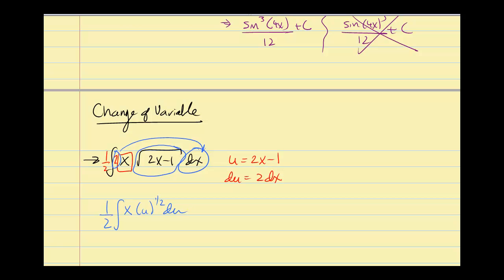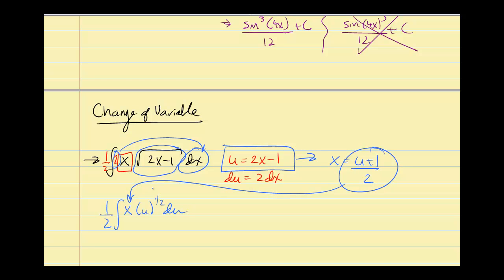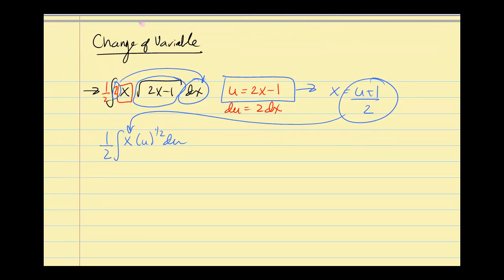I need to take this value right here of x, and change it over in terms of u. The way I do that is I come right up here and solve this for x. If I solve this for x, I get x equals u plus 1 over 2. So I plug u plus 1 over 2 in right there for x. Let's rewrite this again: 1/2 integral, and in place of the x, I'll put u plus 1 over 2, and of course I already have u to the 1/2 du that I'm dragging along.